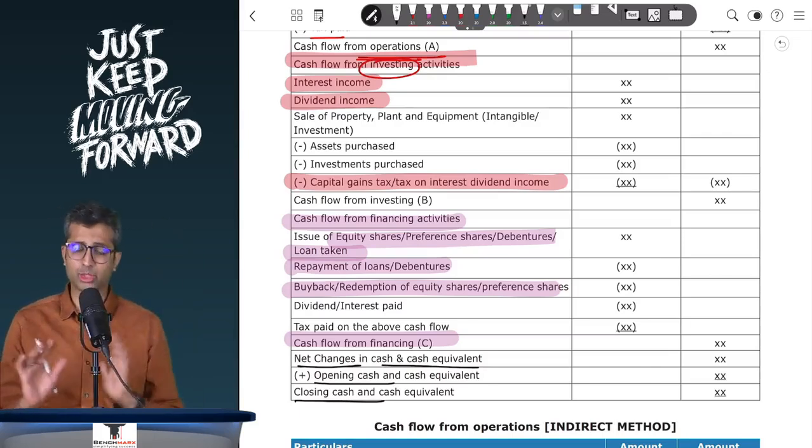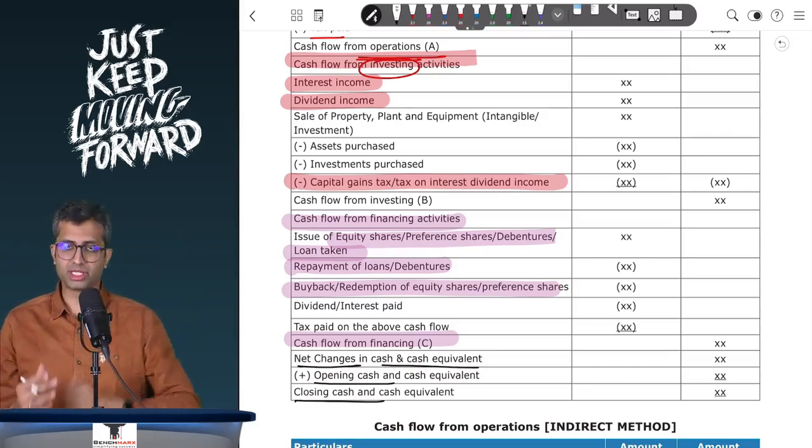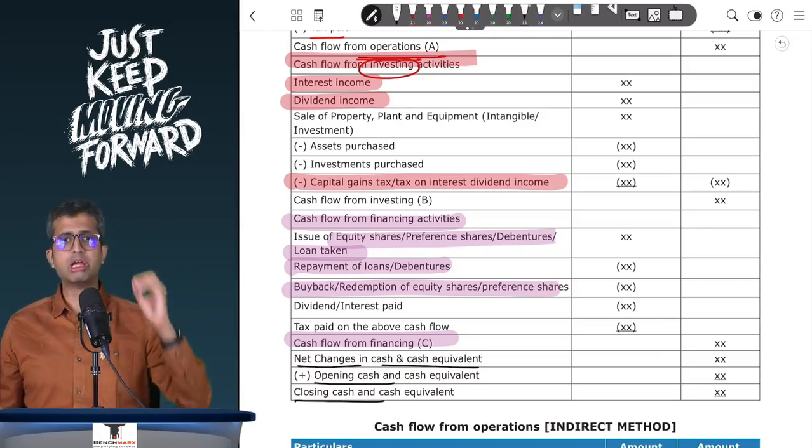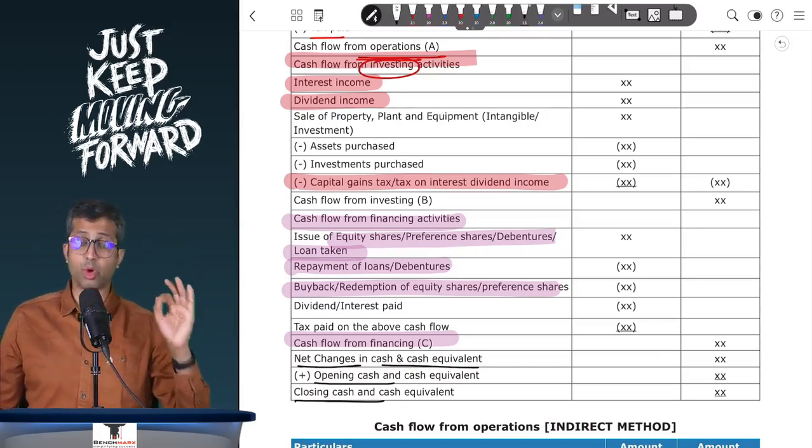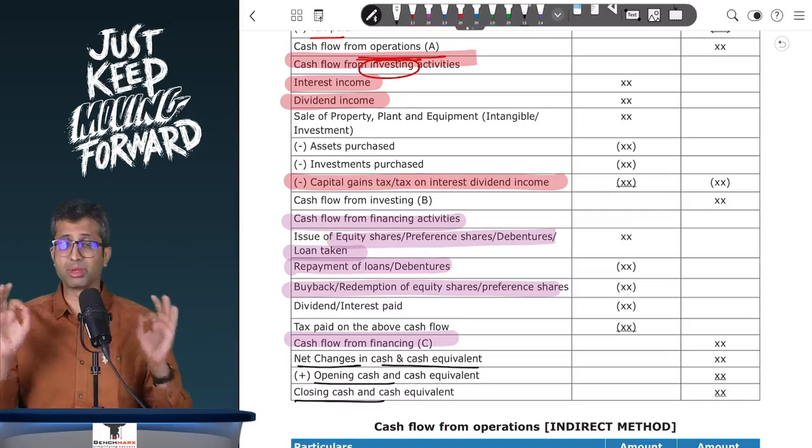We'll do some practice and get better clarity. Now, what if there's an indirect method? Now, indirect method requires differences only in cash flow from operations. Investing and financing, remember, remains the same.